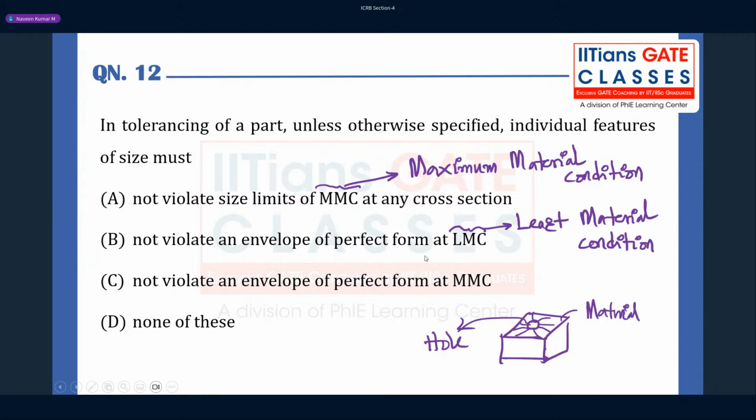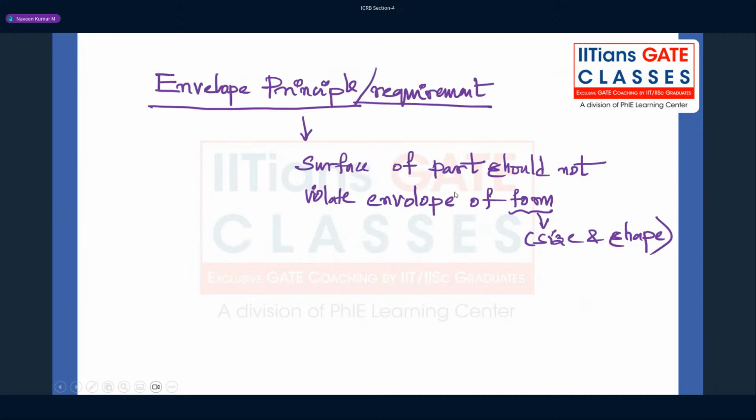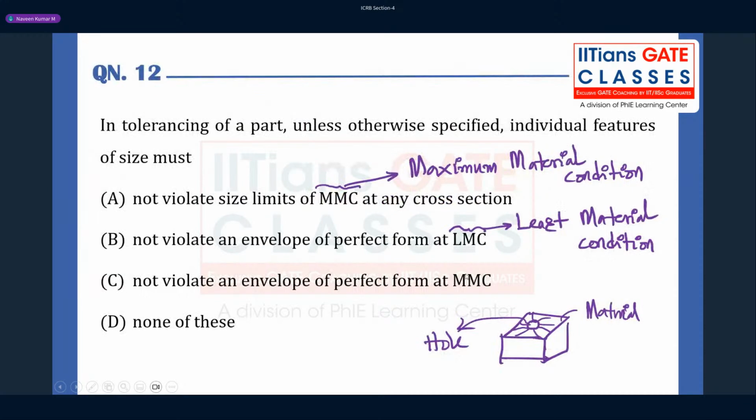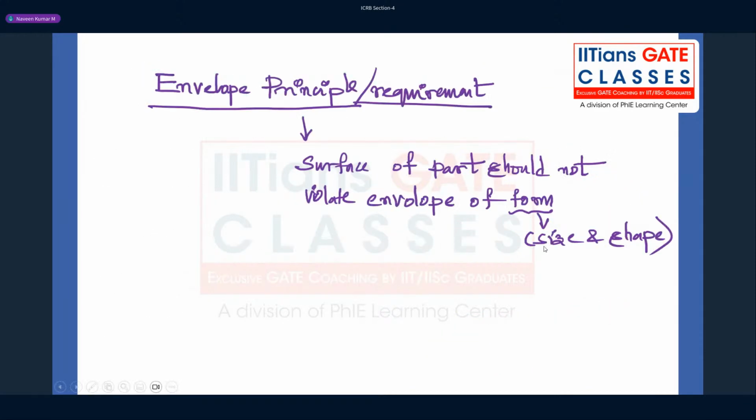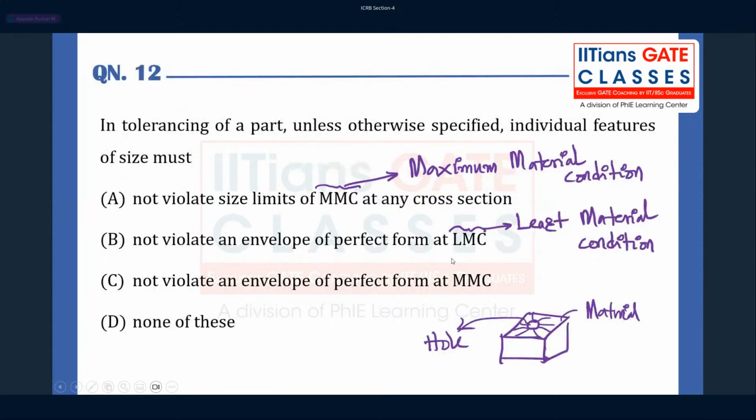Not violate an envelope of perfect form at LMC. We are discussing this in terms of MMC, not LMC, so obviously this is not the right answer. The surface part should not violate the envelope form of size and shape. So, not violate an envelope of perfect form at MMC. Yes, this is the right answer. You might think, why not the upper option? Because in terms of maximum material condition only, we'll be discussing this envelope. We won't be discussing it in the context of LMC. That's why C is the right answer.